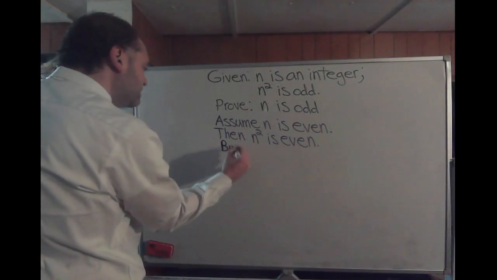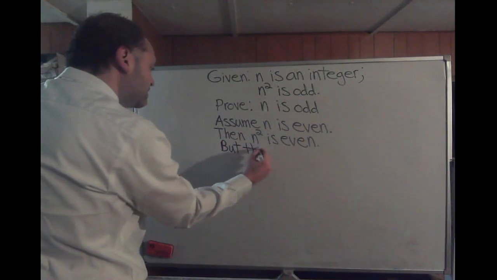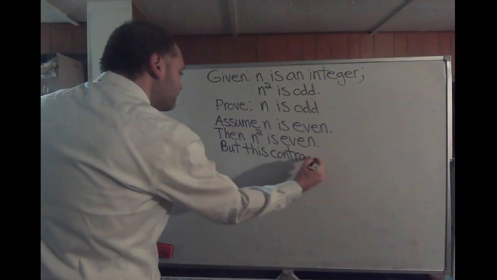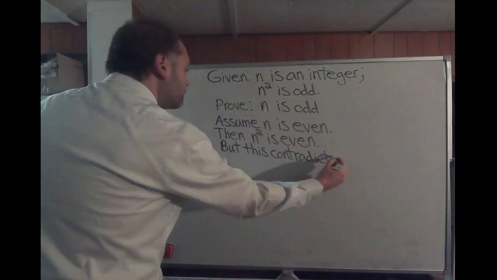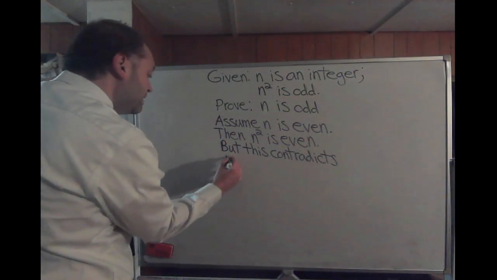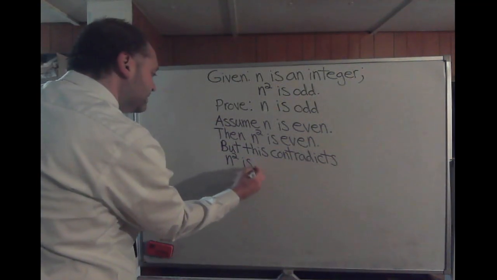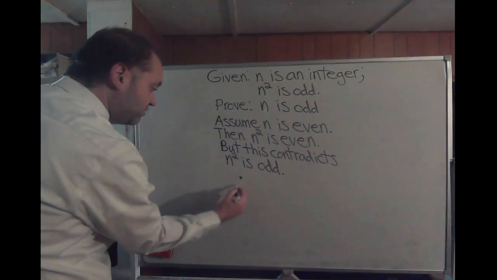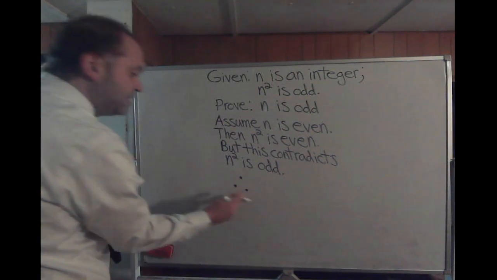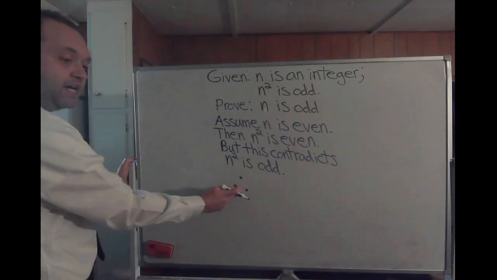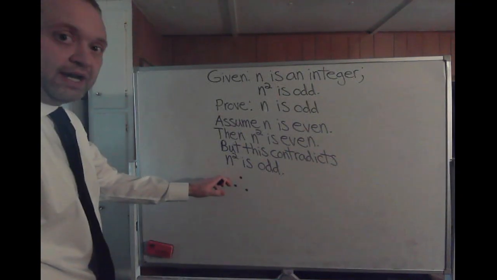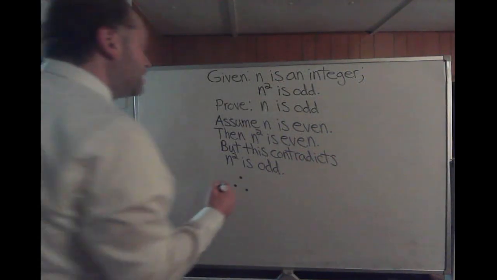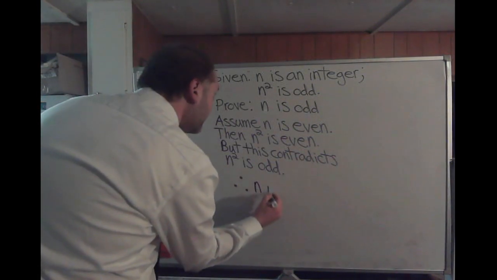But this contradicts n squared is odd. Therefore, so this little three-dotted triangle symbol I'm drawing means therefore. That's how you can say therefore. It's much easier than writing it out, isn't it? Just a three-dotted triangle symbol that means therefore. Therefore, n is odd.